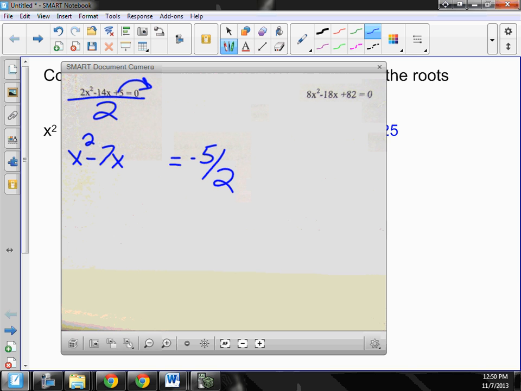Yes. So my graph was an open parabola. By dividing it by 2, now it's twice as open. But the roots will stay the same. So as long as you're looking for the roots, you're allowed to multiply or divide by any number you want. All right. So, what is my factor?